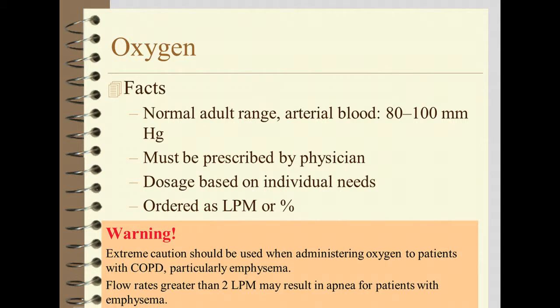Oxygen does need to be prescribed by a physician, and dosage is based on the individual's need. It's ordered as liters per minute or percentage. And remember that with COPD patients, you need to administer oxygen at the lowest possible levels, because flow rates greater than 2 liters per minute can result in apnea for patients with altered respiratory drives.